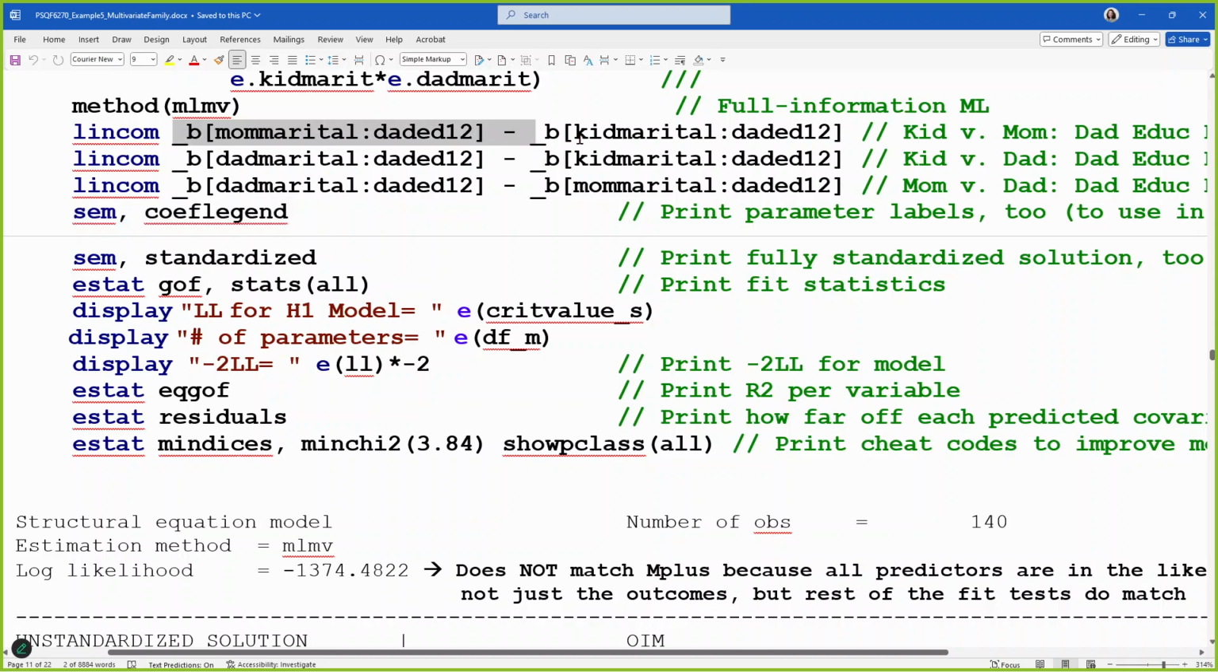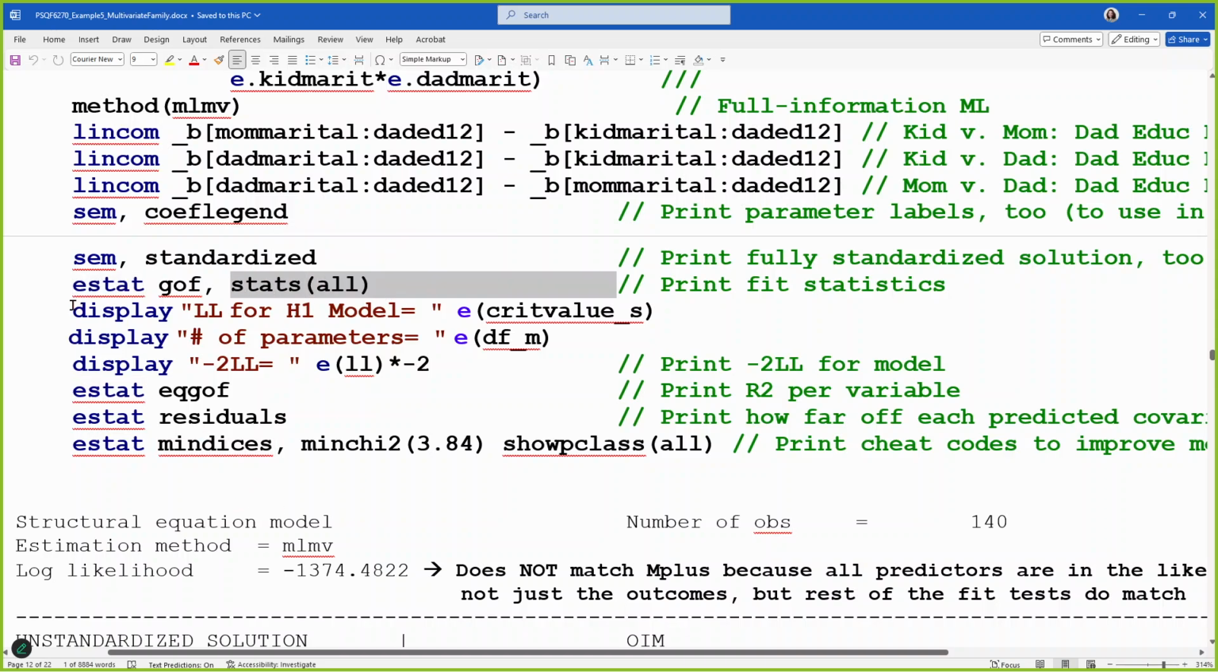So for instance, this one is asking whether the effect of dad's education on the kid outcome and the mom outcome is different. So it's this slope minus that one. Analogous to the thing that we've done before. Standardized output I'm asking for, so I can get slopes in a correlation metric and correlations instead of covariances. S.gof. GOF stands for goodness of fit. SStat means anything after, that's called a post-estimation command. So it's like you're asking for extra stuff out of your model.